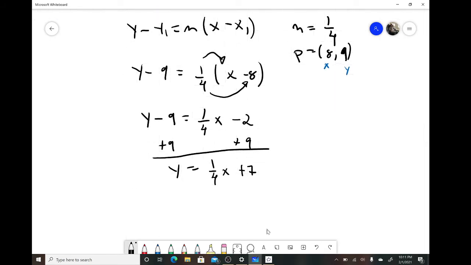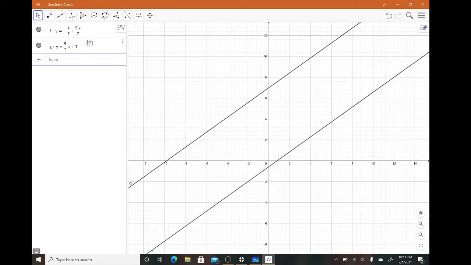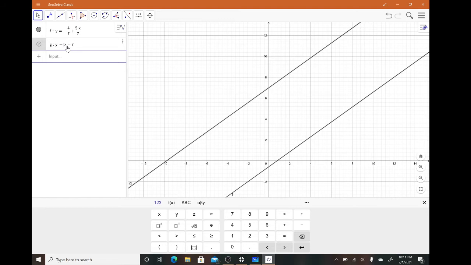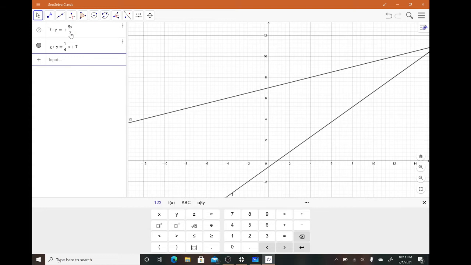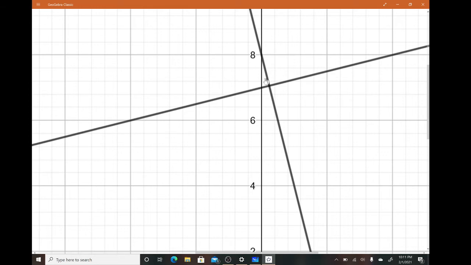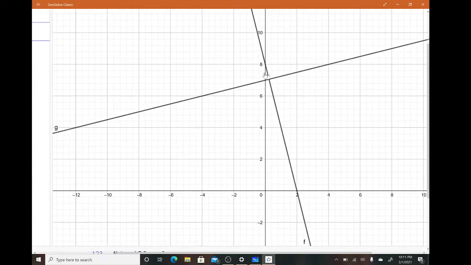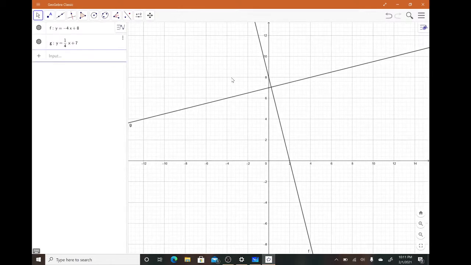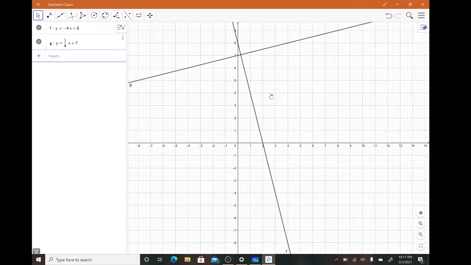Once again, we could check this. I'm going to check quickly using GeoGebra. So I had 1/4 x plus 7, so I'm just going to change this. It's 1/4. And then the other line was minus 4x plus 8, I believe. And there we go. As you can see, these lines are perpendicular. If we actually zoom in, you can see that you can make a right angle here. So our solution to our problem is correct.